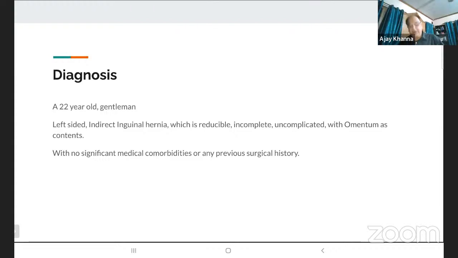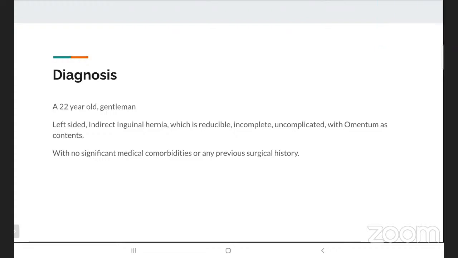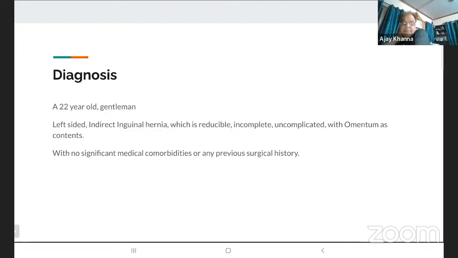What do you understand by inguinodynia? Inguinodynia is basically the post-operative chronic pain which is caused by entrapment of the iliohypogastric nerve or the ilioinguinal nerve. Is it only by the nerve? Need not be always entrapped by the nerve. There are various reasons for inguinodynia.